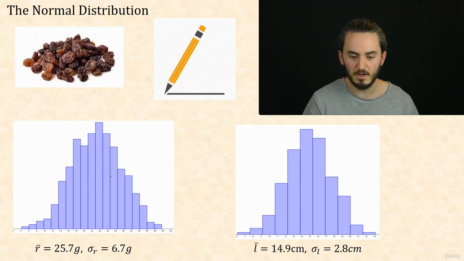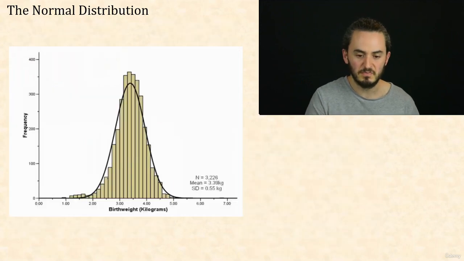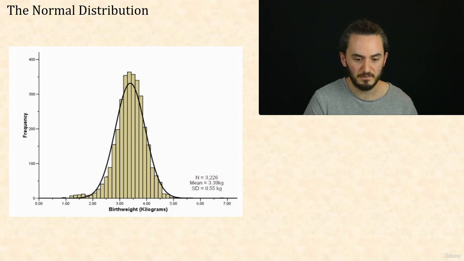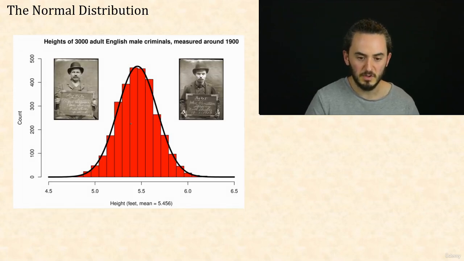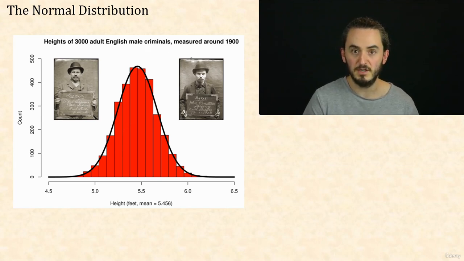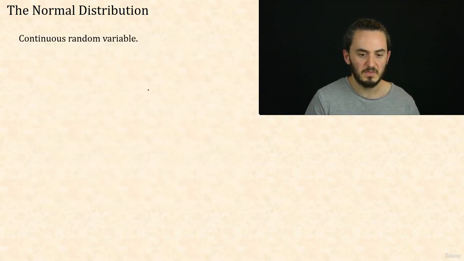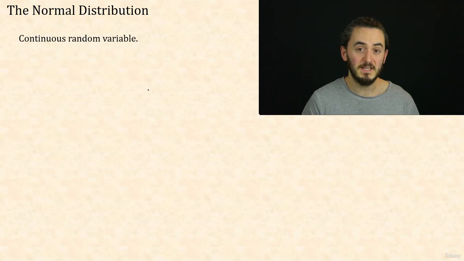So that is the idea that we're going to latch onto. And in fact, quite a lot of very different data has that shape. For example, if we plot birth weights of babies, here's a histogram of that, and look, it's got that same kind of shape. And here is a cool one. This is heights of 3,000 adult male criminals measured around 1900. Plot their heights on a histogram and you get that shape. So what's going on here? Well, we've got normally distributed data.